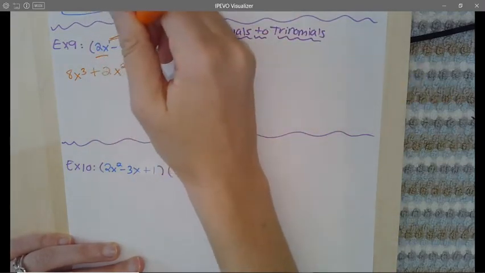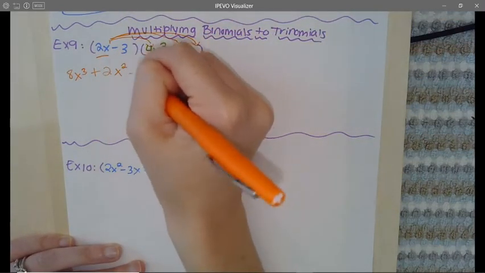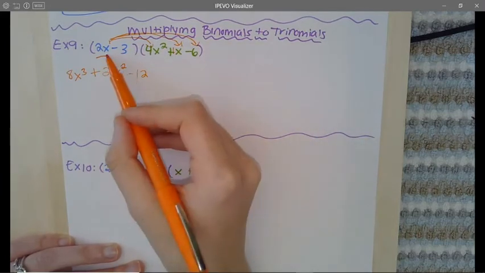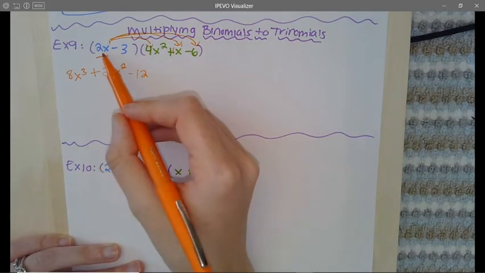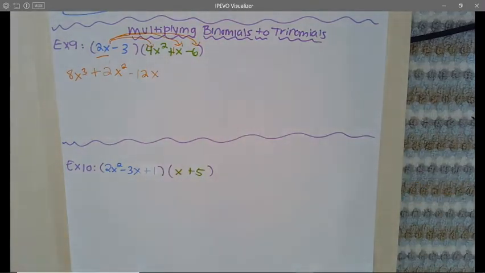Okay, and then 2x times negative 6, well 2 times negative 6 is negative 12. And then I don't have anything to combine my x to, so guess what? I just bring on down that x. Bring it on down. Okay, and then I do the same thing with my second term.